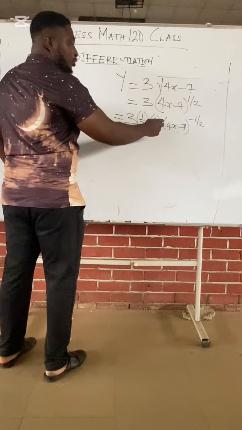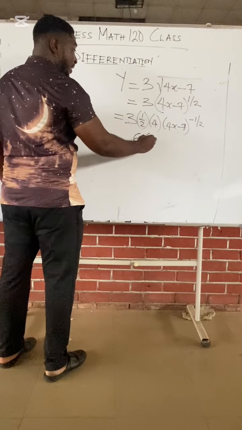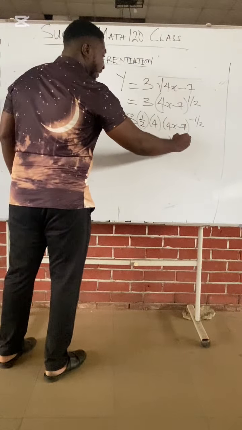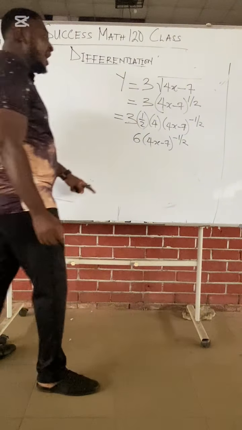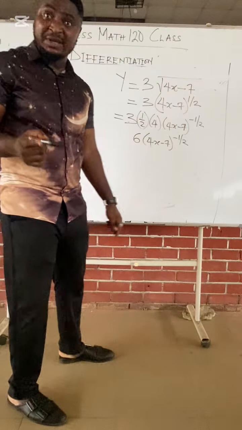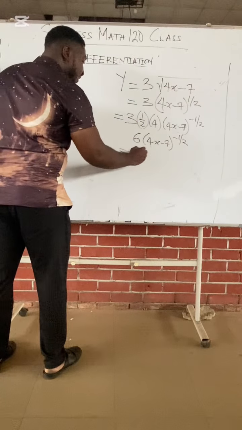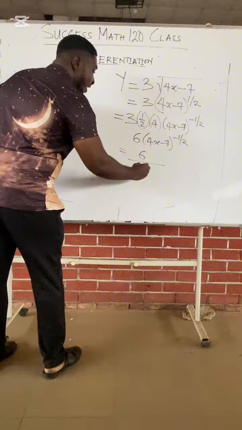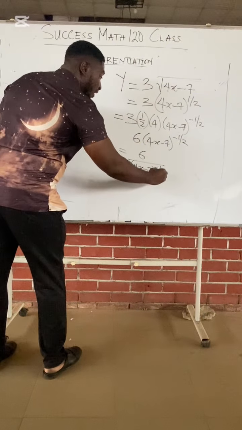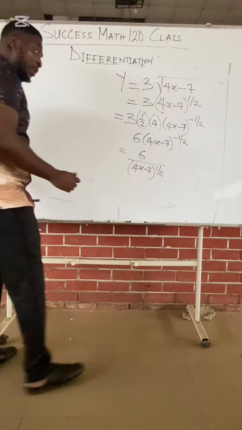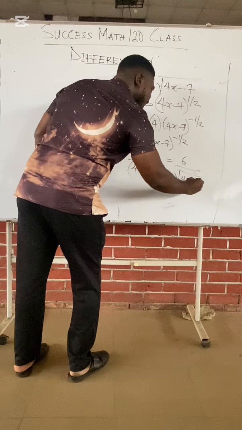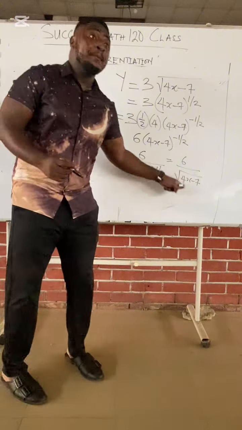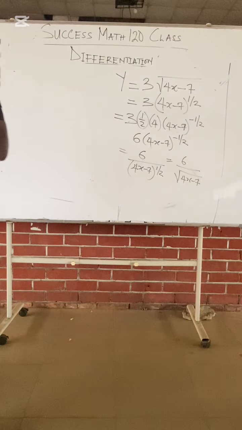3 times 4 is 12. 12 times 1 over 2 is 6. Into bracket 4x minus 7, raised to power minus 1 over 2. Class, this will not be the final answer in the options. You will not see this in the option. Anytime your power is carrying minus, know that something can still be done. It will come down and become 6 all over 4x minus 7 raised to power what? 1 over 2, without the minus. Which is now 6 all over square root of 4x minus 7. Because anybody raised to power 1 over 2 can be returned back to square root. Do you agree? Anybody raised to power 1 over 2 can be returned back to square root.